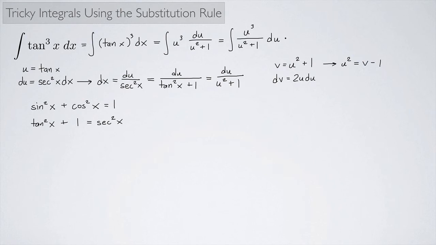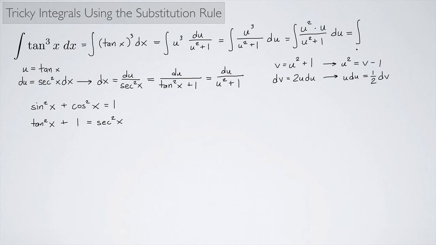So if I rewrite this just a little bit here, I have u squared plus 1 on the bottom, and then I'm going to rewrite this as u squared times, and then I have a u du. And u du, if I look at this right here, is 1/2 dv. Alright, so let's plug all this in here.